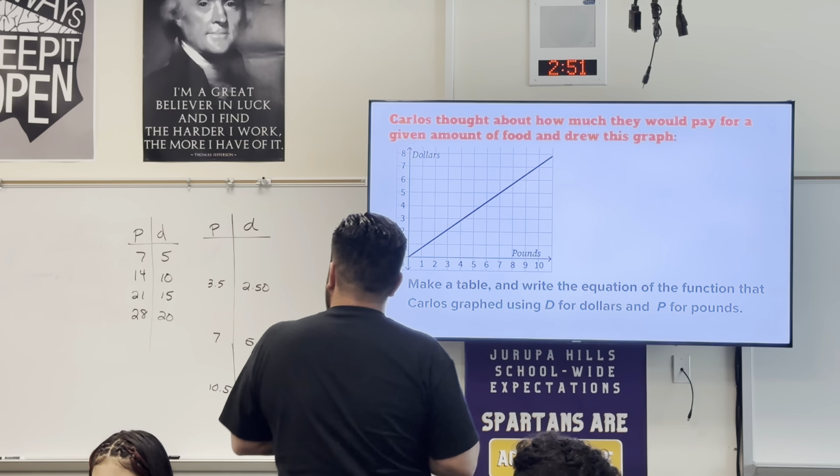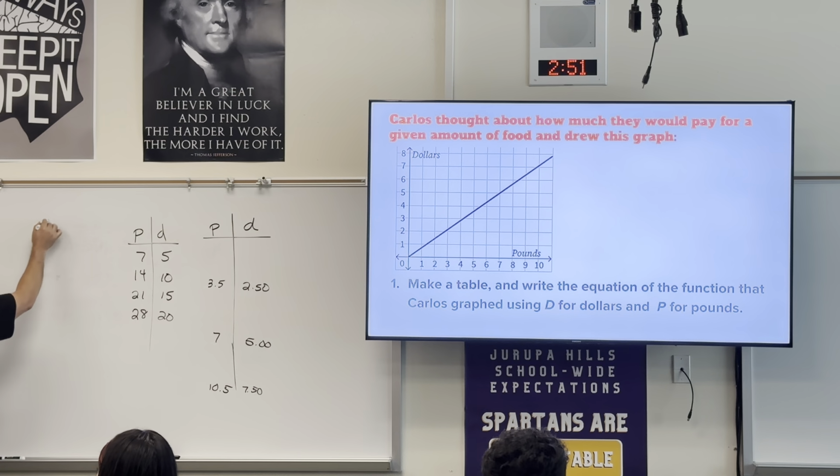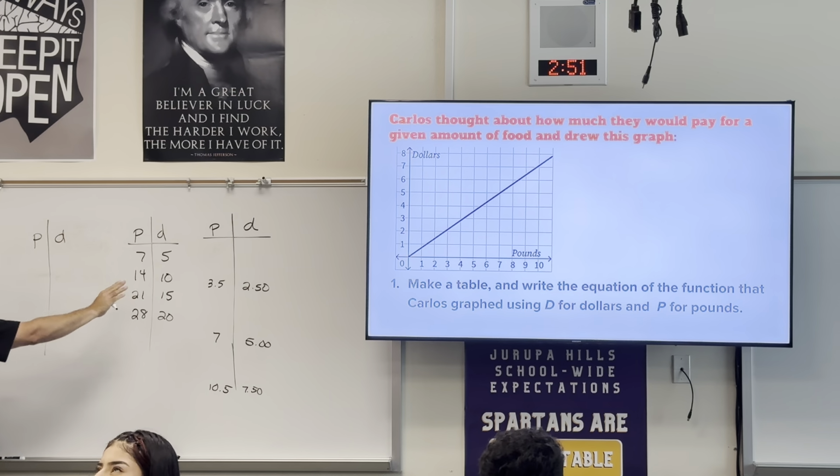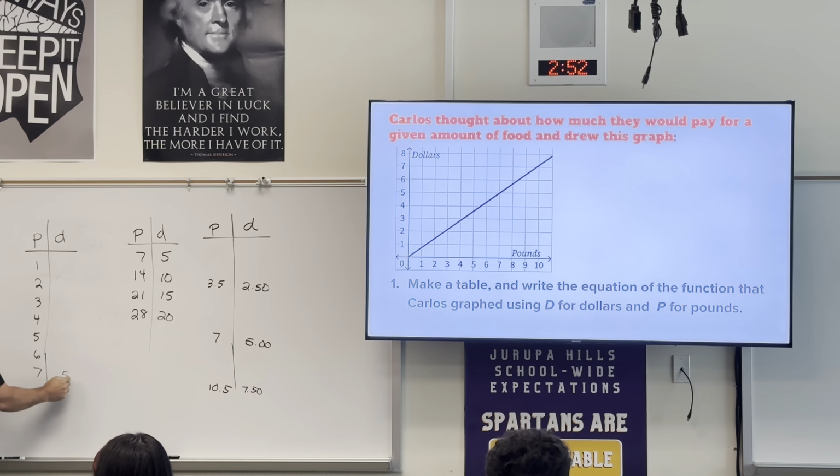Okay. Just out of curiosity, did anyone do it like this? And none of this is wrong. Just to let you know, none of this is wrong. They started with 1, 2, 3, 4, 5. Maybe they worked all the way down to 7. We know that this is $5. Did anyone try to fill in this part of the table here? And if so, what did you get? Okay, so what did you get?